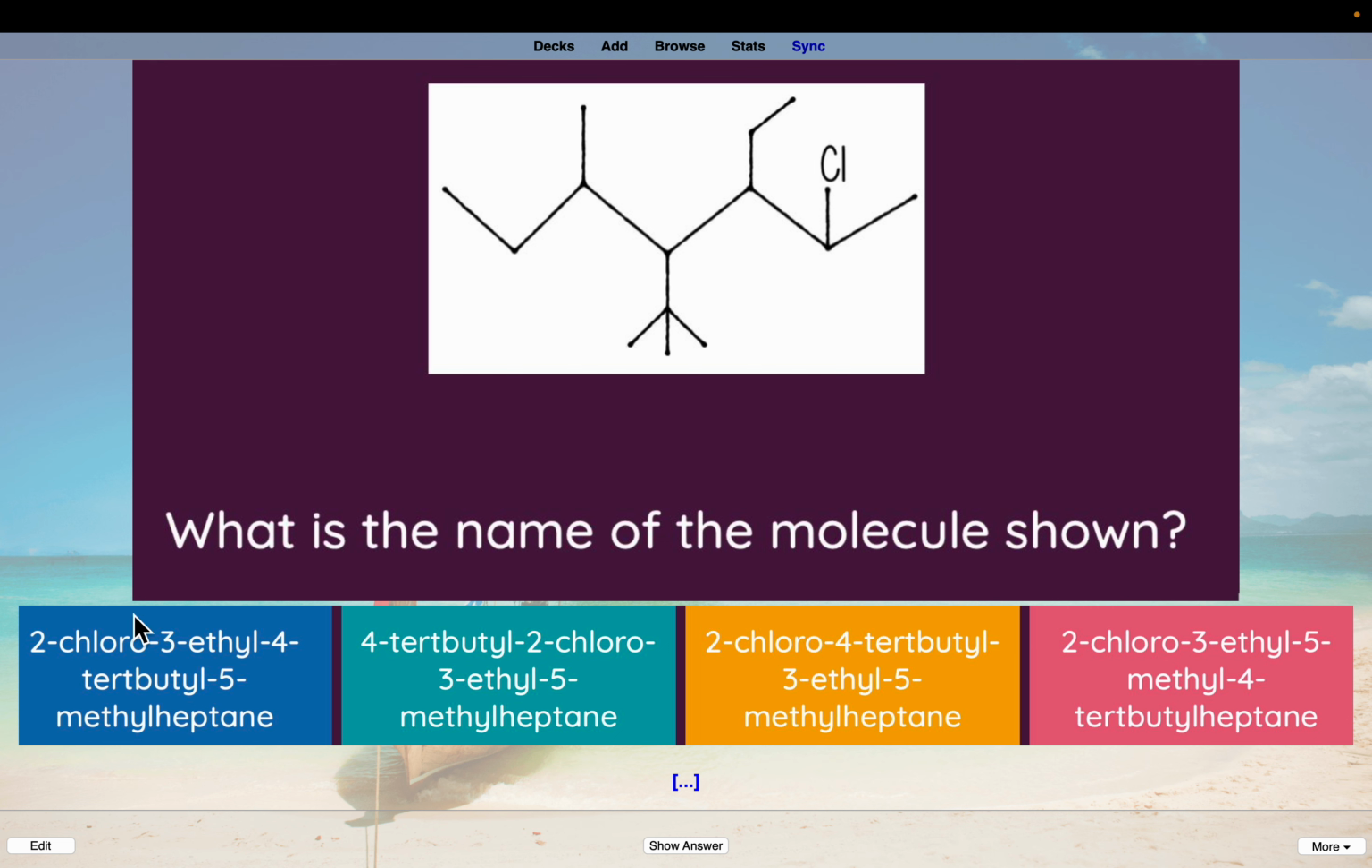All, like, except this choice, everyone has two chloro. So I'm thinking we start counting from the right. How do we know that this is wrong? Hmm, let's see. 5 methyl, 5 methyl. 5 methyl is correct.